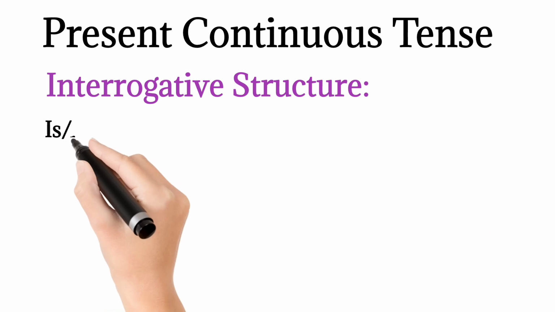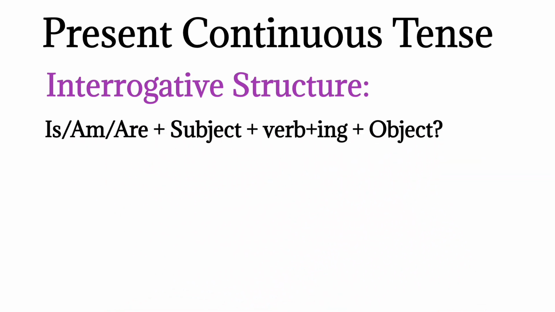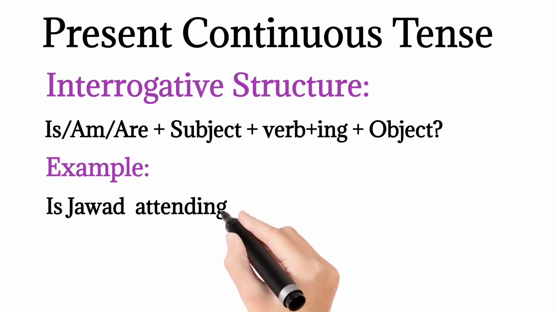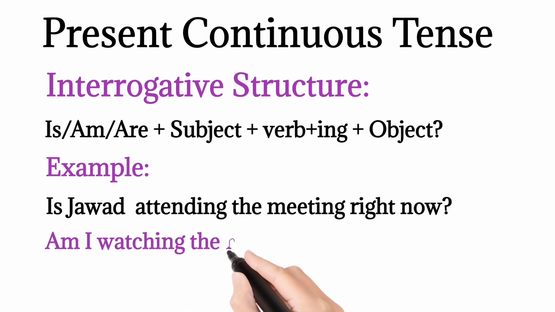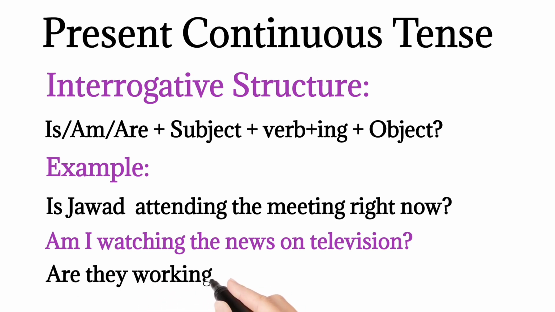Interrogative sentence structure. Helping verb is, am, or are, subject, base form of verb plus ing, and object. Is Jawad attending the meeting right now? Am I watching the news on television? Are they working in the field?